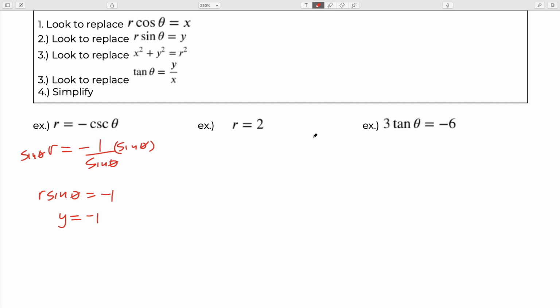R equals, now in this one, there's not really much I can do. You don't really want to multiply by the cosine, because then if you multiply cosine on both sides or sine on both sides, which one do you pick, right?